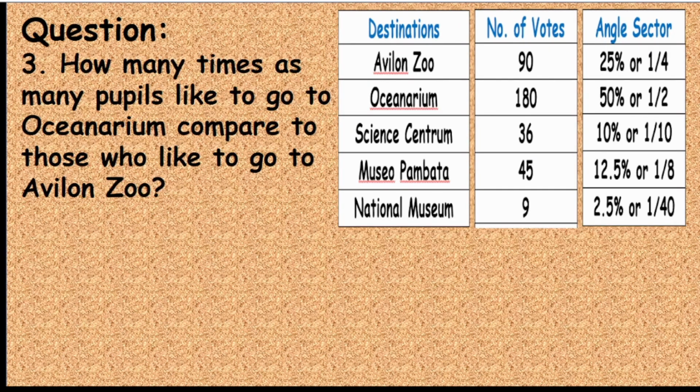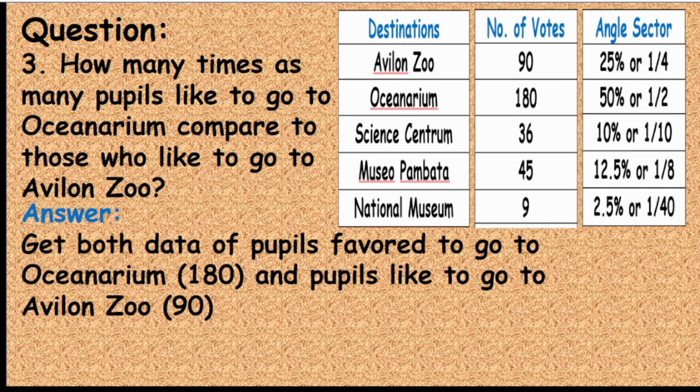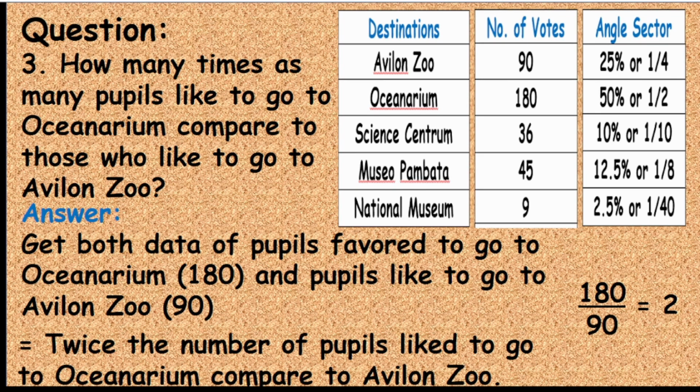Number 3. How many times as many pupils like to go to Oceanarium compared to those who like to go to Avalon Zoo? So the answer, get both data of pupils who favored going to Oceanarium, which is 180, and pupils who like to go to Avalon Zoo, which is 90. So 180 divided by 90 is equal to 2.